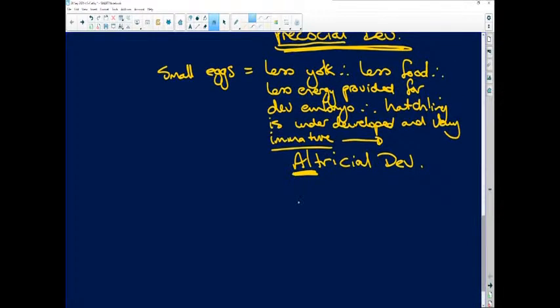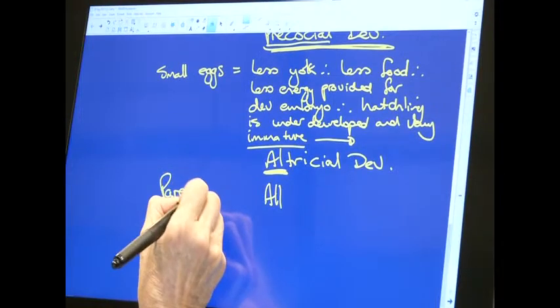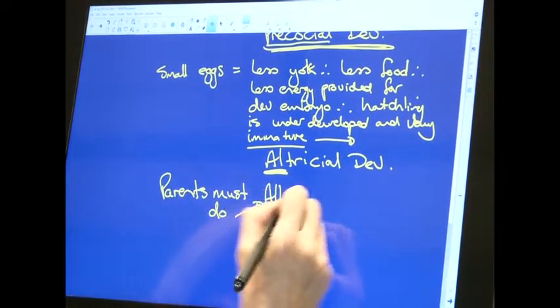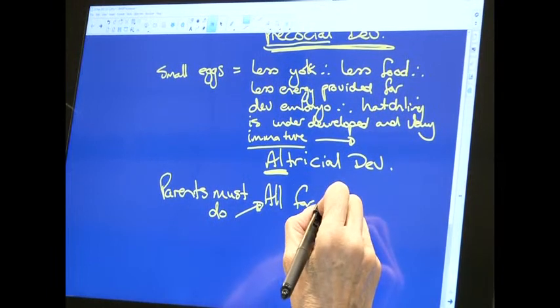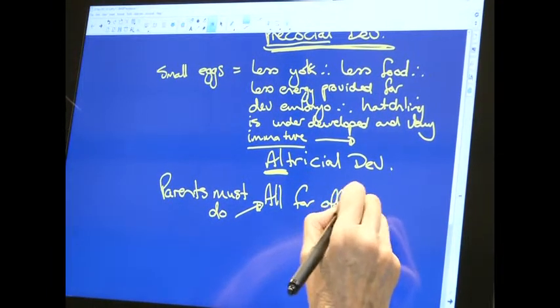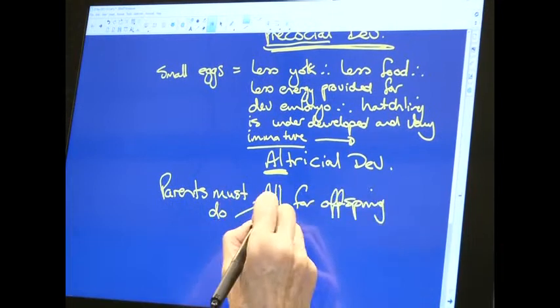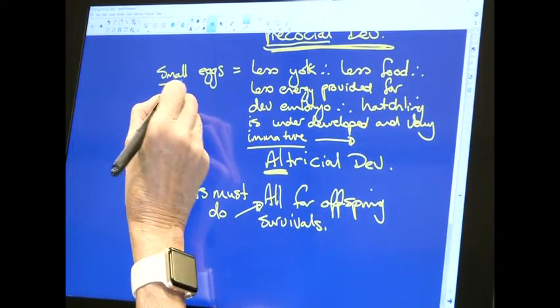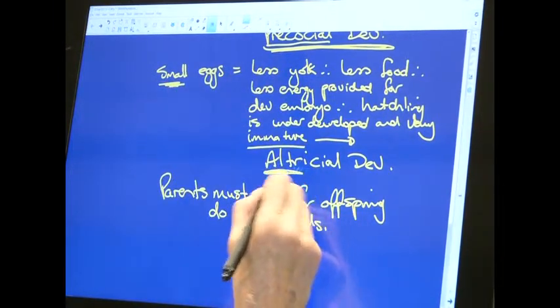think of all. And it's the parents must, let me just write this neatly. Parents must do all for offspring survival. So when there are small eggs, those offspring are going to show altricial development.